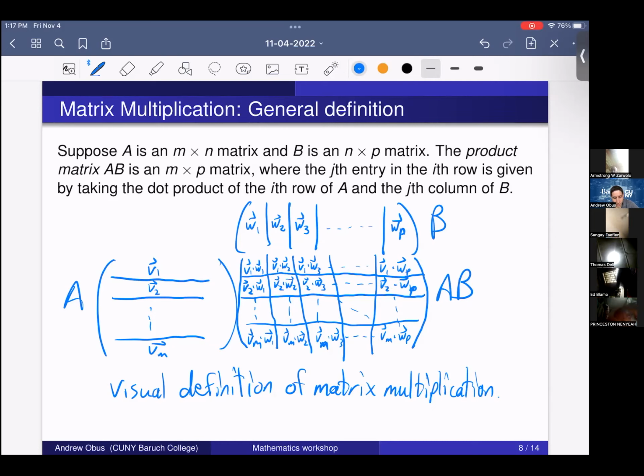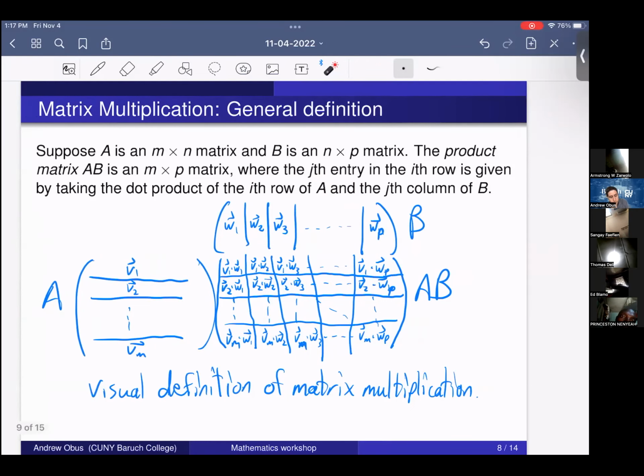You can think of it as kind of like a dot product multiplication table, like a times table. That's what this gives you. It's like you have a times table with the V's over here, the rows of A over here, and the columns of B over here. And then the matrix product is kind of like a times table of all of them using the dot product. Okay, so if that's okay, let's move on.